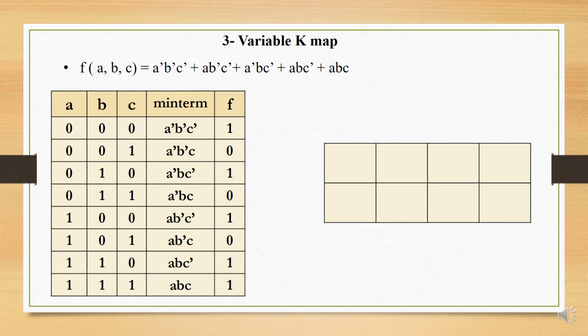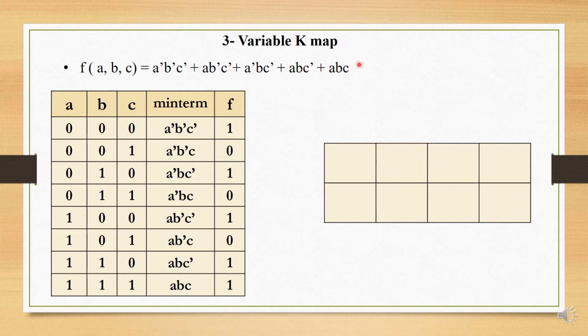Now let us see a 3 variable K-map and also how to represent a 3 variable function in the K-map. So we have a function f of a comma b comma c equal to a bar b bar c bar plus a b bar c bar plus a bar b c bar plus a b c bar plus a b c.